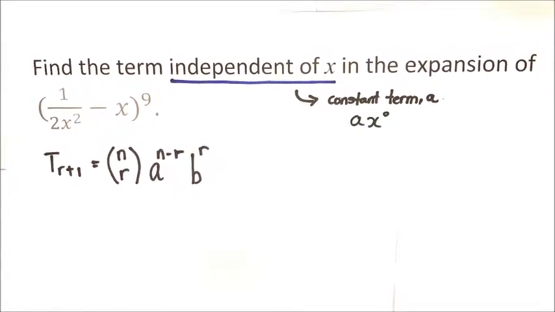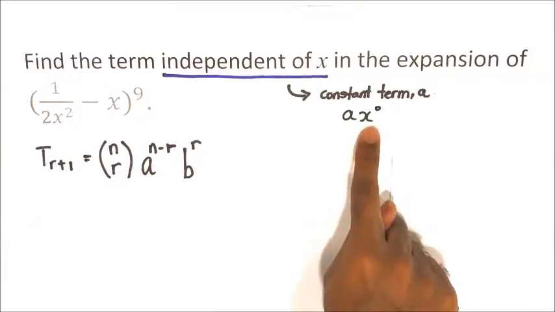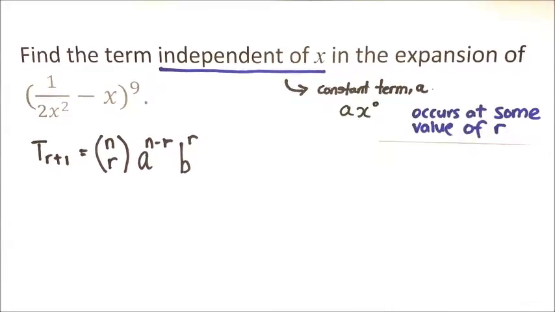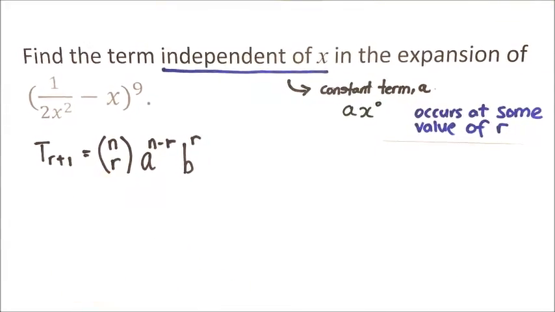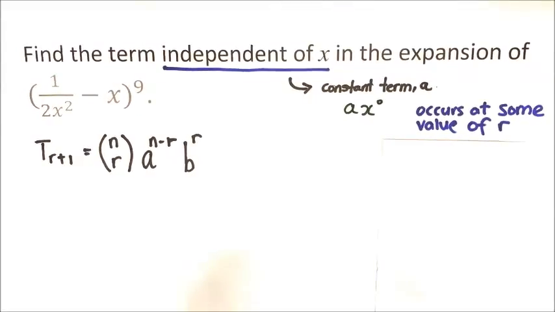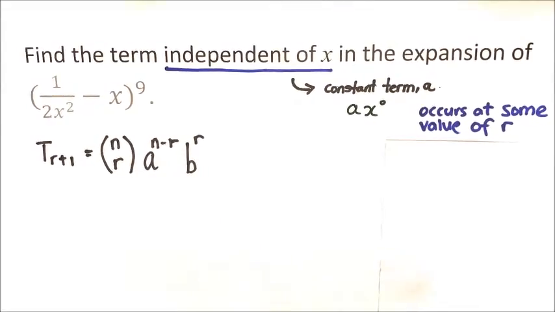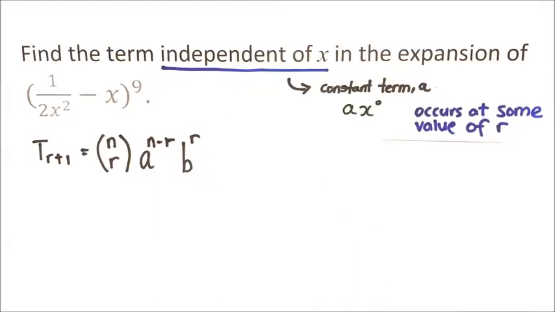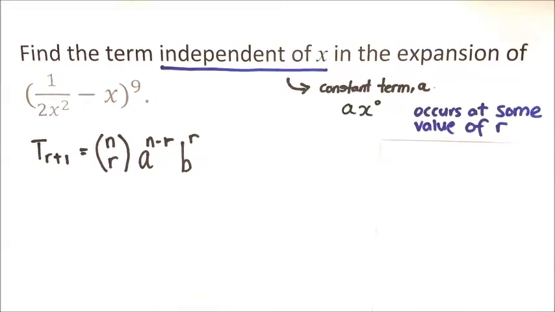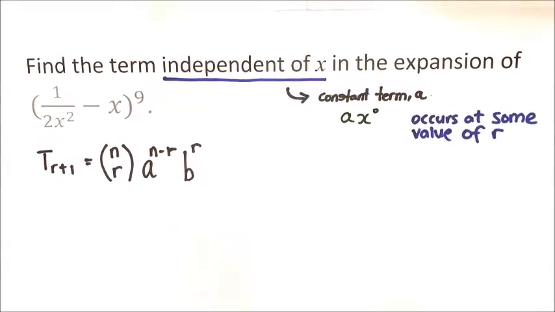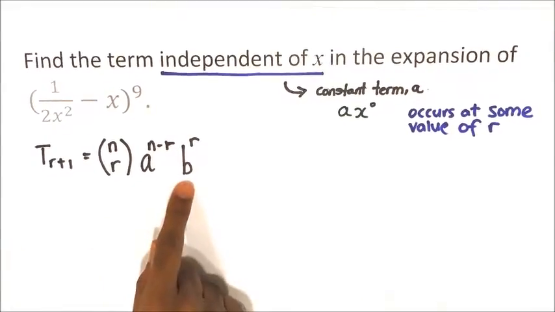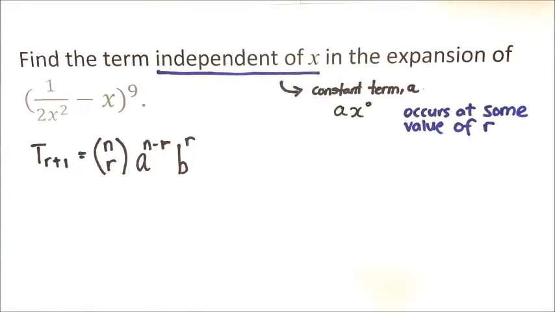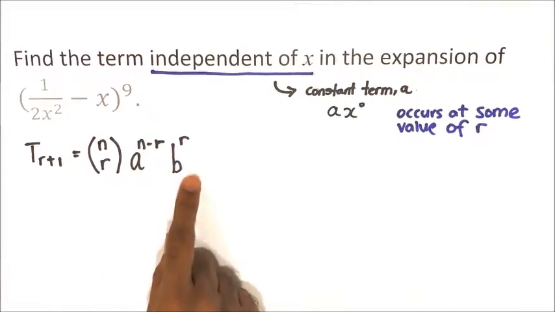And what's important to note is, this x to the power of 0 term will occur at some value of r. The problem is, we don't know r. But we need to find r before we can find the term independent of x. So how do we find the value of r? Remember, the general term is given by this. So we first need to find what a, b, and n are.